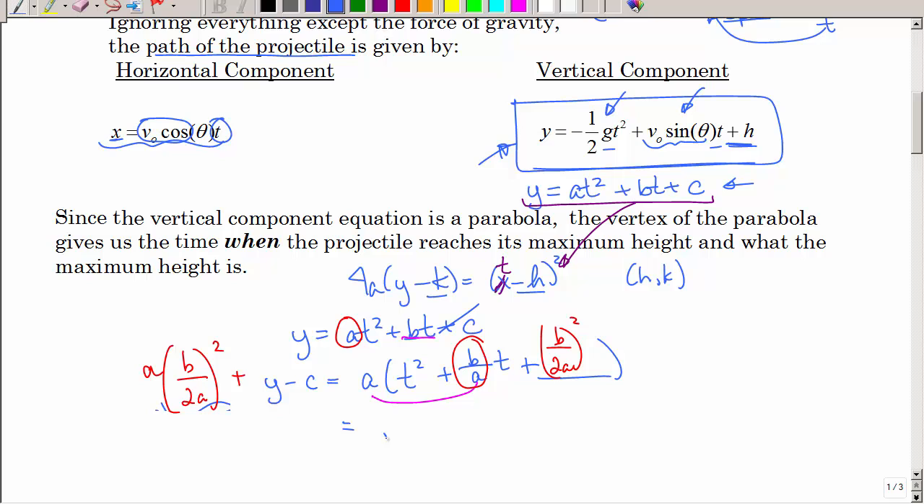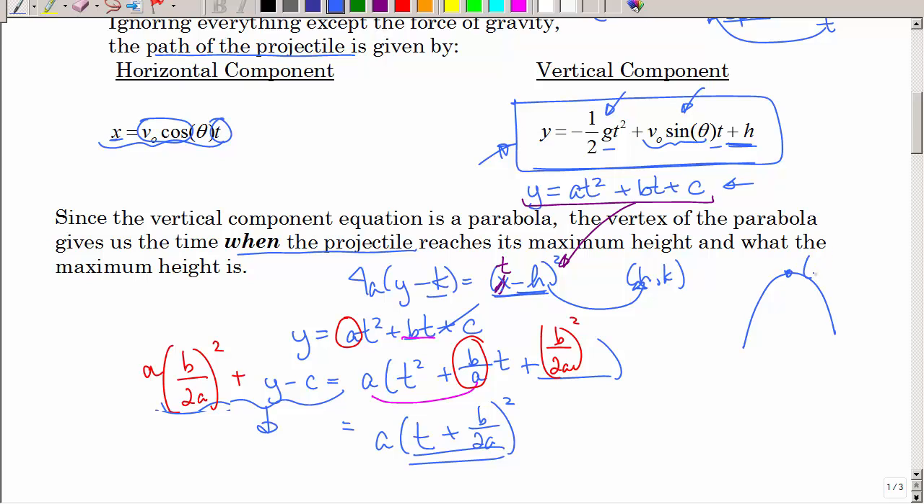Now the right-hand side is the part I'm kind of focused on. If I rewrite that in factored form, I get that. And yes, you could put that together, but hold on. This portion matches that part, which gives me the t component of the vertex, which means it tells me when the projectile would reach its maximum height. So we have this, that would be the vertex, and I'm looking for that x coordinate, or in this case, the t coordinate. So if I solve for t, t would equal negative b over 2a. That's when the projectile reaches its maximum height.